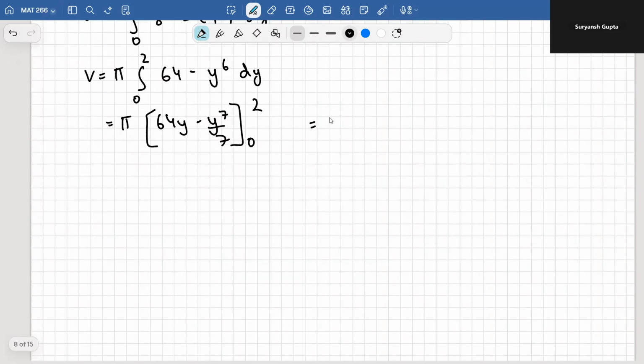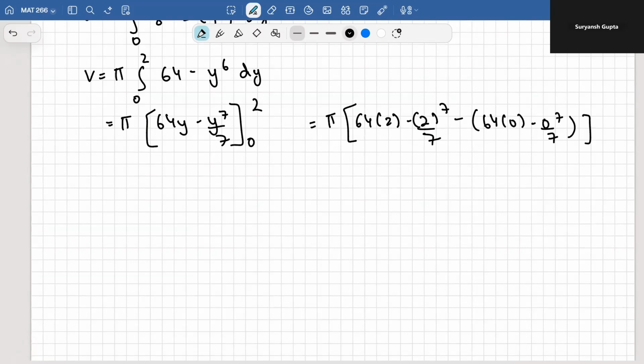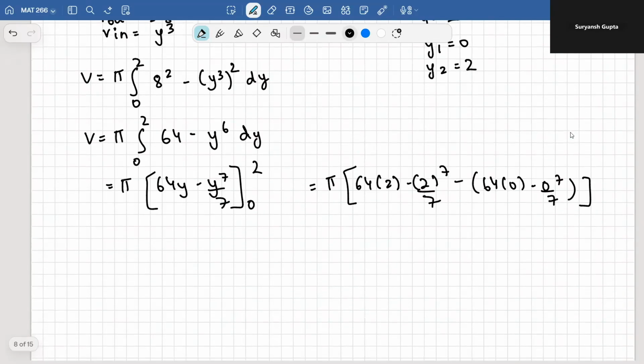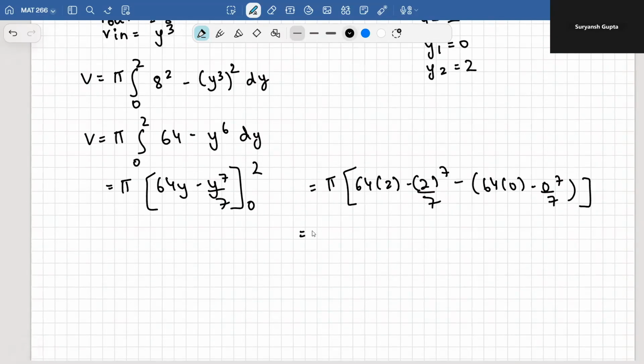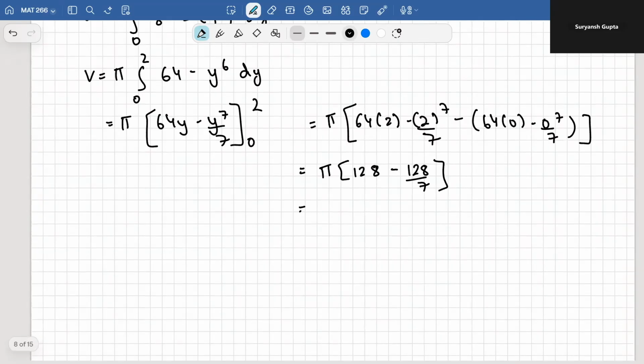So I can now plug my bounds in, and I get 64 times 2 minus 2 to the power 7 over 7, minus 64 times 0 minus 0 to the power 7 over 7. Again, my function on the right-hand side is essentially just 0. It equates to 0. So I have pi of 128 minus 2 to the power 7 is 128 minus 128 over 7. And when I simplify this, my final answer is 768 pi over 7. And this is the final answer.